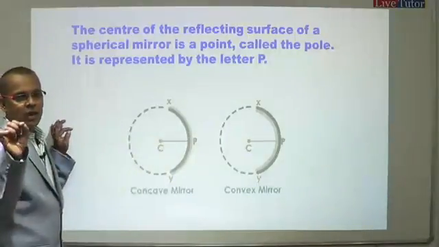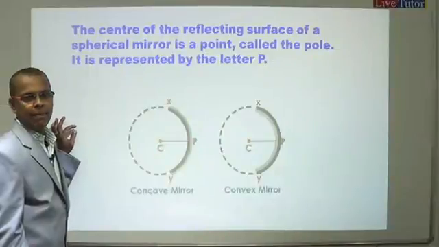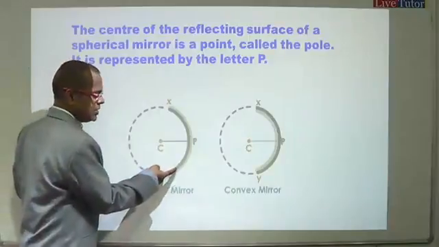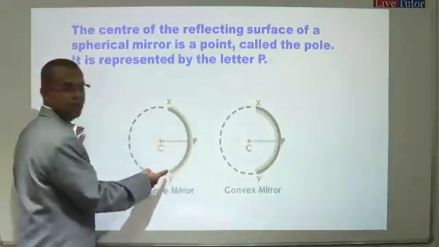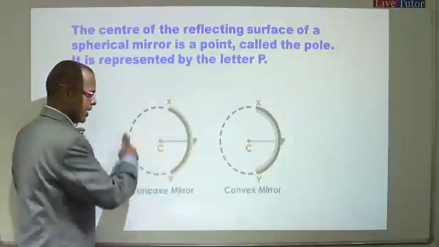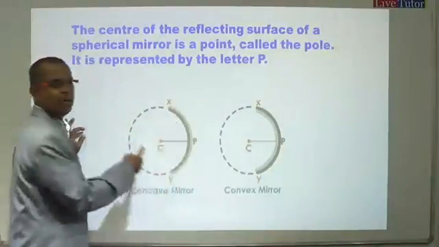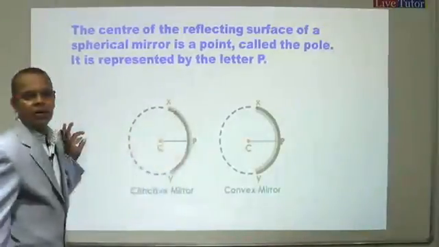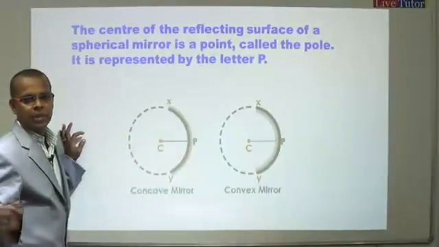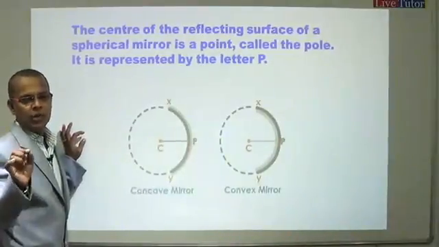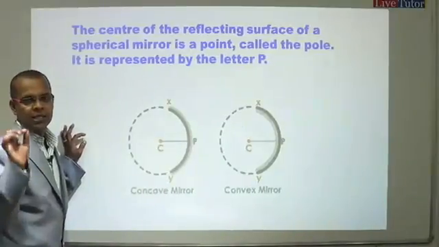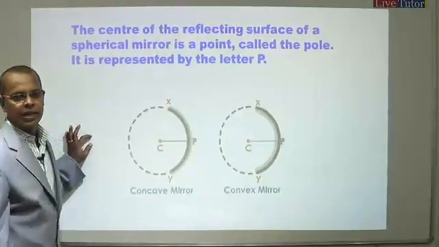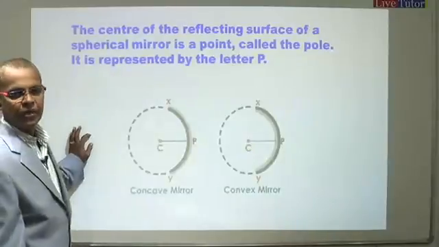The center point of the reflecting surface of a spherical mirror is called the pole. I said that it is not a lens, it is a mirror. The mirror is taken from a sphere, isn't it? From this sphere only, this mirror is taken. So in this mirror, the center point is called the pole, which is represented by the letter P. Sometimes in multiple choice they may ask: the center of the reflecting surface of a spherical mirror is called, and they may give options. So you have to remember it is the pole.